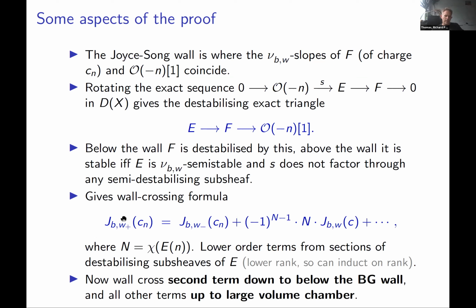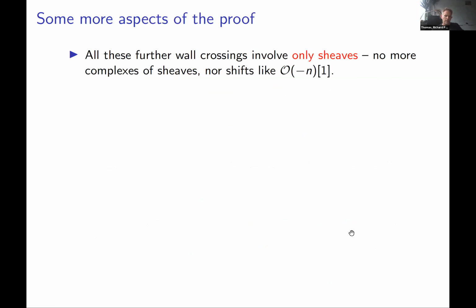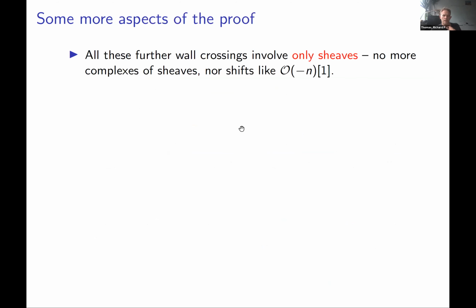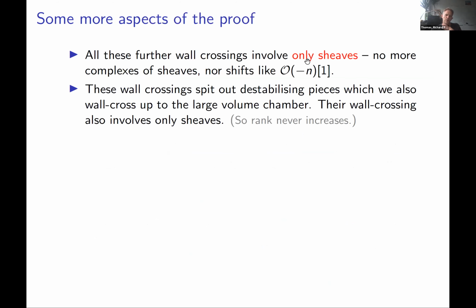And so what we'll have is a formula which expresses sheaves of rank R in terms of sheaves of rank R minus one plus lower order terms, dot, dot, dot, the shrapnel. And then the technical aspects of the proof are that we can control all these further wall crossings and show they only involve sheaves. Okay, so the only wall crossing which involves complexes is this Joyce-Song wall here, this crazy exact triangle. Because they only involve sheaves, the rank drops at each stage.